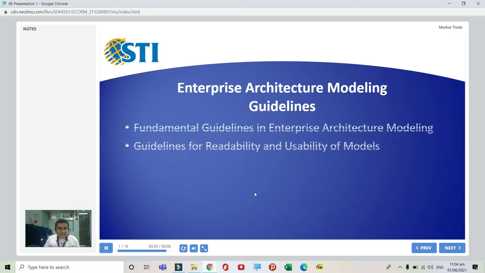So for this day, we'll have two topics. We'll have the fundamental guidelines in enterprise architecture modeling, and then guidelines for readability and usability of models. In the previous sessions, we have already started talking about models, and even before this class or this course, you already have an idea of what models mean, right? Like for example, you have your basic idea on how to create a basic flowchart, and of course, the other diagrams, right? So those are considered modeling.